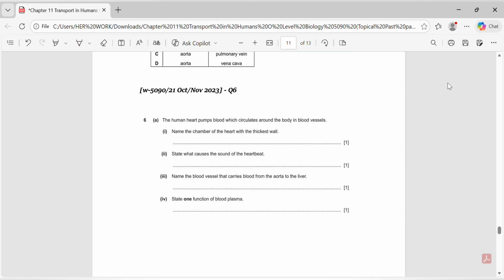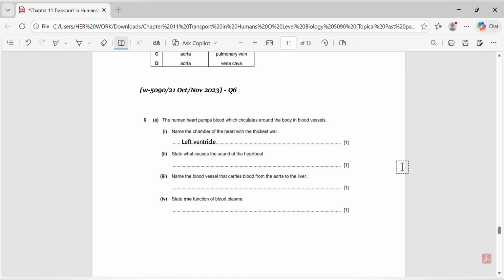Next, we move on to a theory question about the human heart and circulation. In the first part, the question asks us to name the chamber of the heart with the thickest wall. This chamber is responsible for pumping blood to the entire body in the systemic circulation and therefore has to generate the highest pressure. Because of this heavy workload, it has the thickest muscular wall. So the answer is simply, the left ventricle.